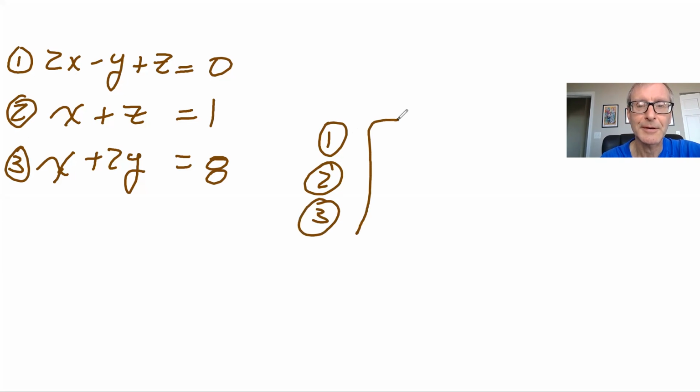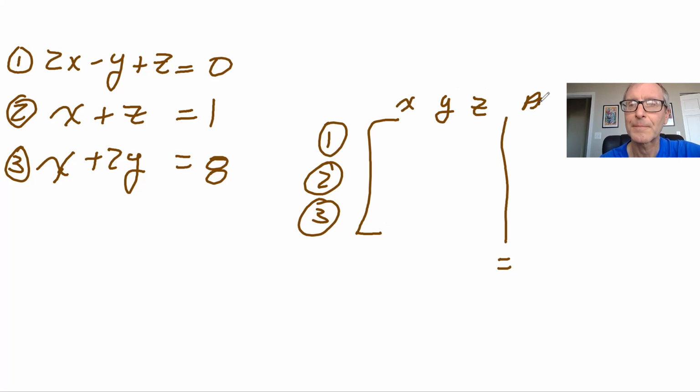So if we set this up, how many columns are we going to have? Well, we have 3 variables, then we have the equal sign. That's where the line goes for the augmented matrix. And then the answers. So I'll just label these X, Y, Z. And then here's our equal sign, right? And then this would be the answer. So first equation, we have 2, we have minus 1, we have 1, and then the answer is 0.